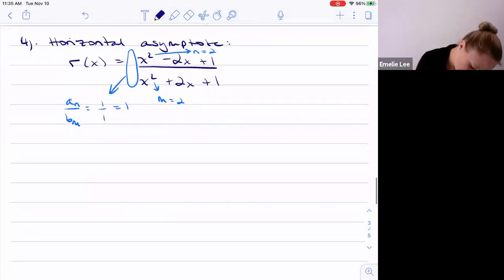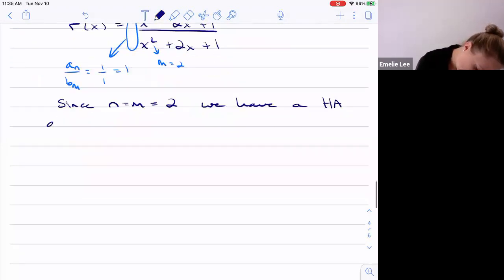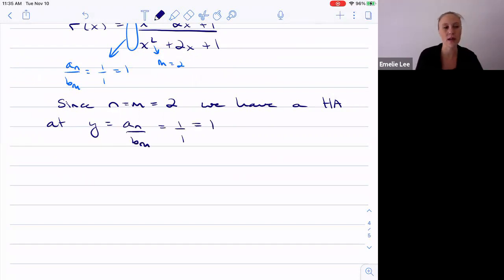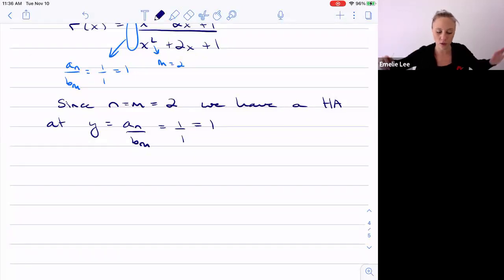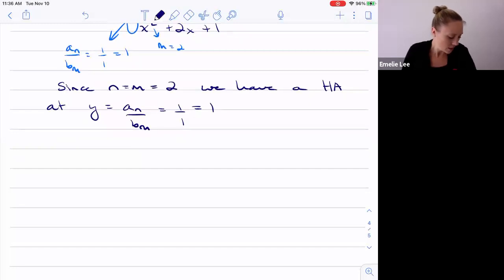So what I'm going to say is that since n equals m equals 2, we have a horizontal asymptote, HA, at y equals a_n over b_m, which is 1 over 1, which is 1. So at y equals 1, we have this horizontal asymptote. So things are going to approach it: as x goes to negative infinity and positive infinity, y is going to go to 1.